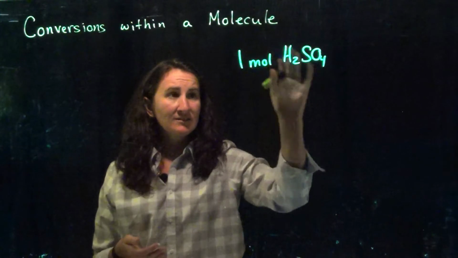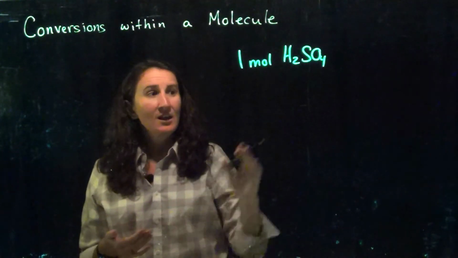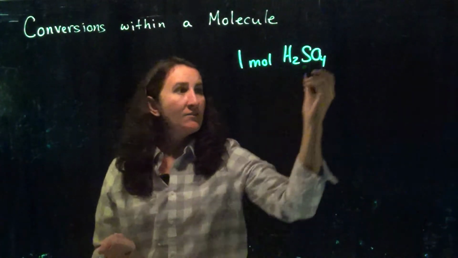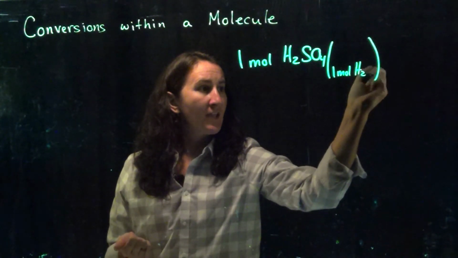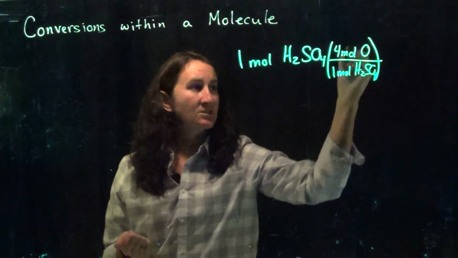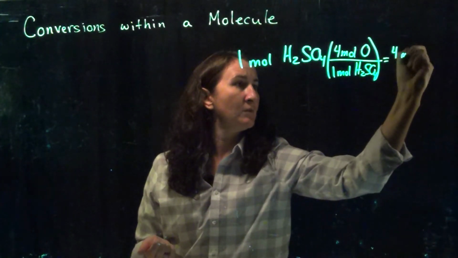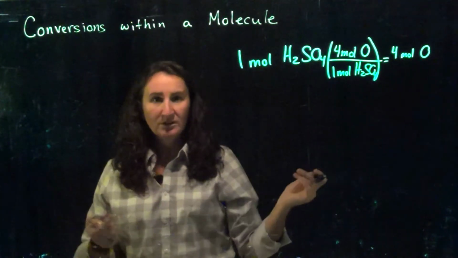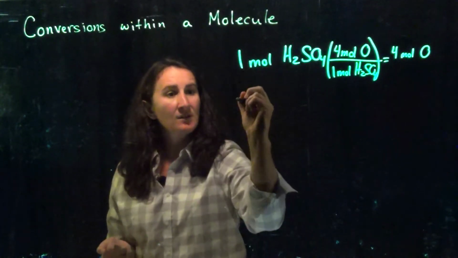And so when we're looking at these types of questions of if you have this many moles, how many moles do you have of something within it, you can use these subscripts simply to convert within a molecule. So to convert this one to oxygen, we know that for every 1 mole of sulfuric acid, there are 4 moles of oxygen atoms. And so that would give us a total of 4 moles of oxygen. You could say oxygen atoms if you wanted to, whichever you want to do, but you do need a number and a unit. So that's one example. Let's do a couple more.